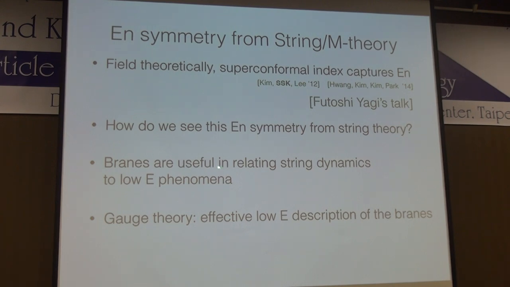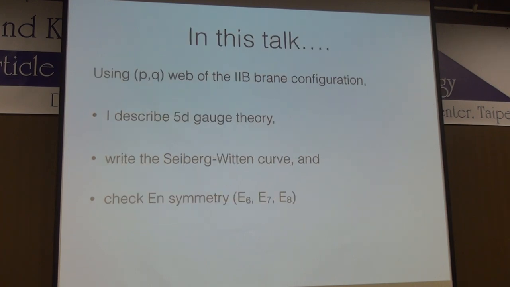Branes are especially useful in relating string dynamics to lower energy phenomena. Especially, the gauge theory is realized as the effective low energy description of the brane. So in this talk, I will use a (p,q) web, I will explain what it is, and a type IIB brane configuration. I will describe how the gauge theory is realized and compute the Seiberg-Witten curve, which is a single M5 brane configuration, and check the E_n symmetry here.